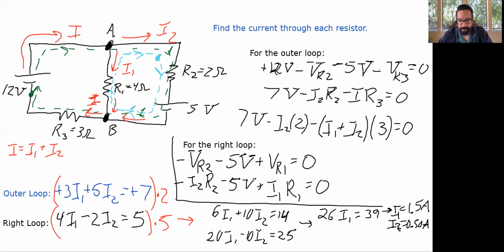Okay, so having I1 and I2, now of course we could get I using what we got initially. Right over here, I equals I1 plus I2. I know my I1, 1.5. I know my I2, 0.5. So then my I, my total current going through resistor 3, is 2.0. Okay, so we get our currents.